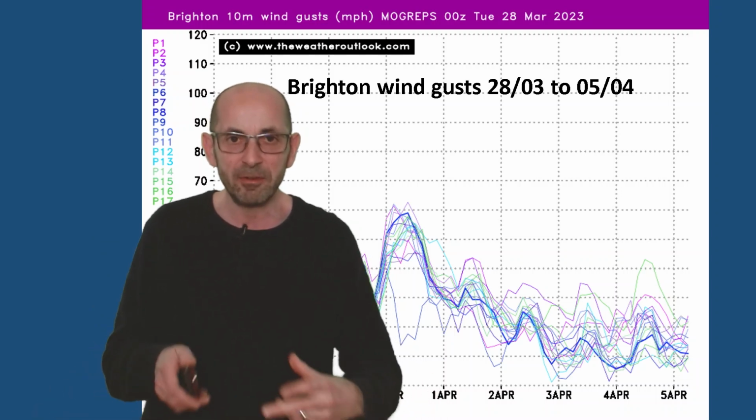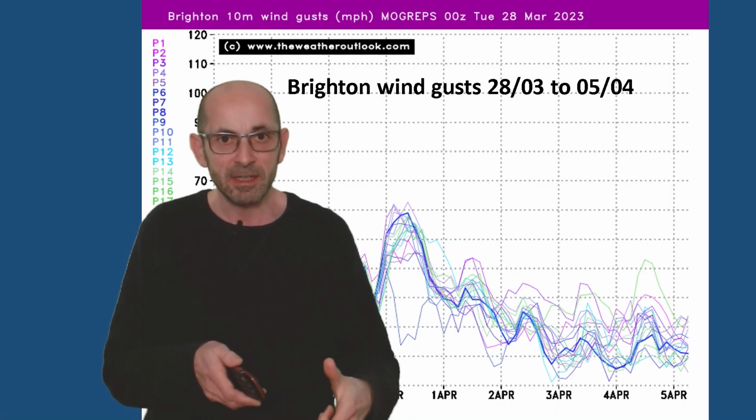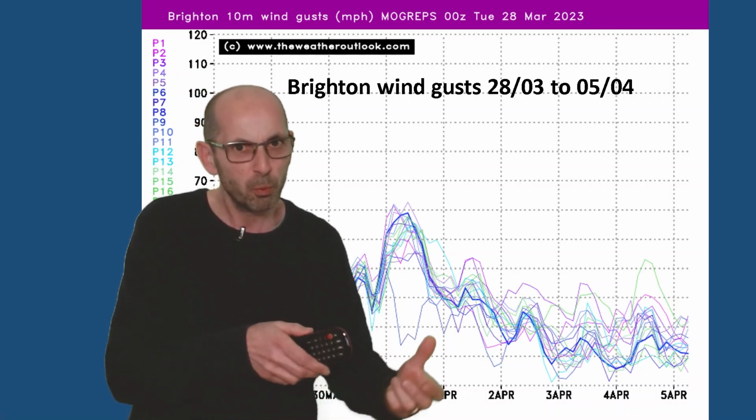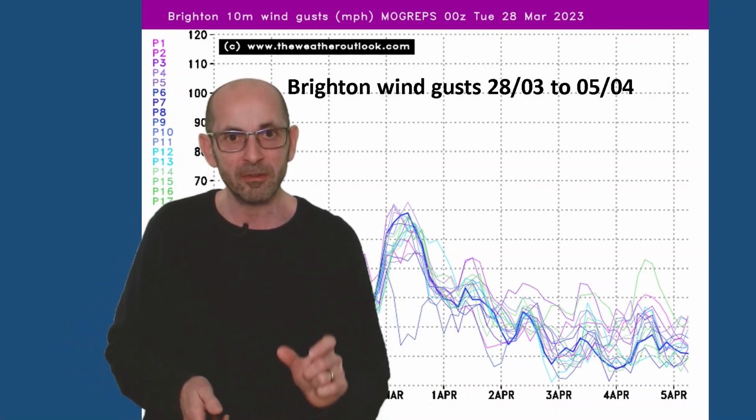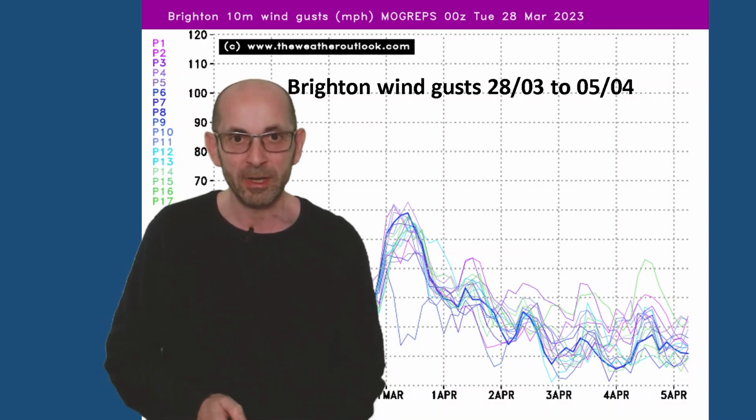It is definitely something to keep an eye on though, because as I say, the exact track that low pressure takes won't really be firmed up until shortly before it arrives. Keep an eye on the short range forecasts.